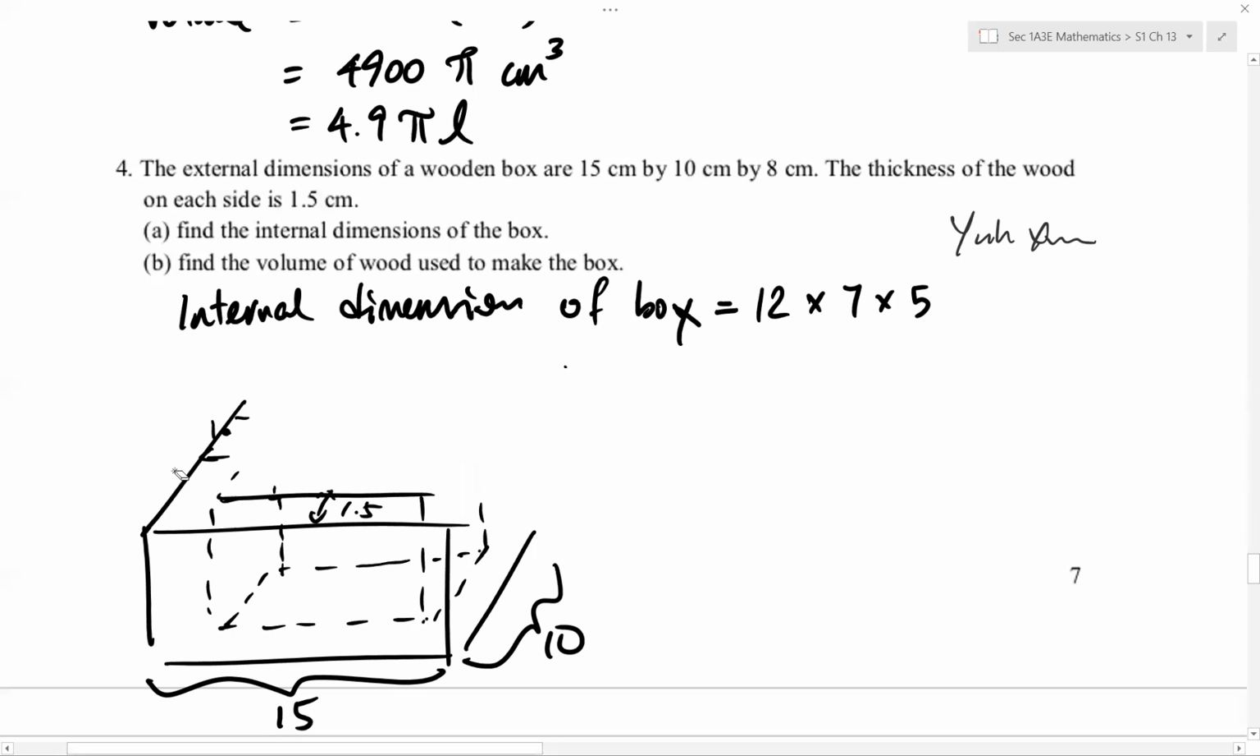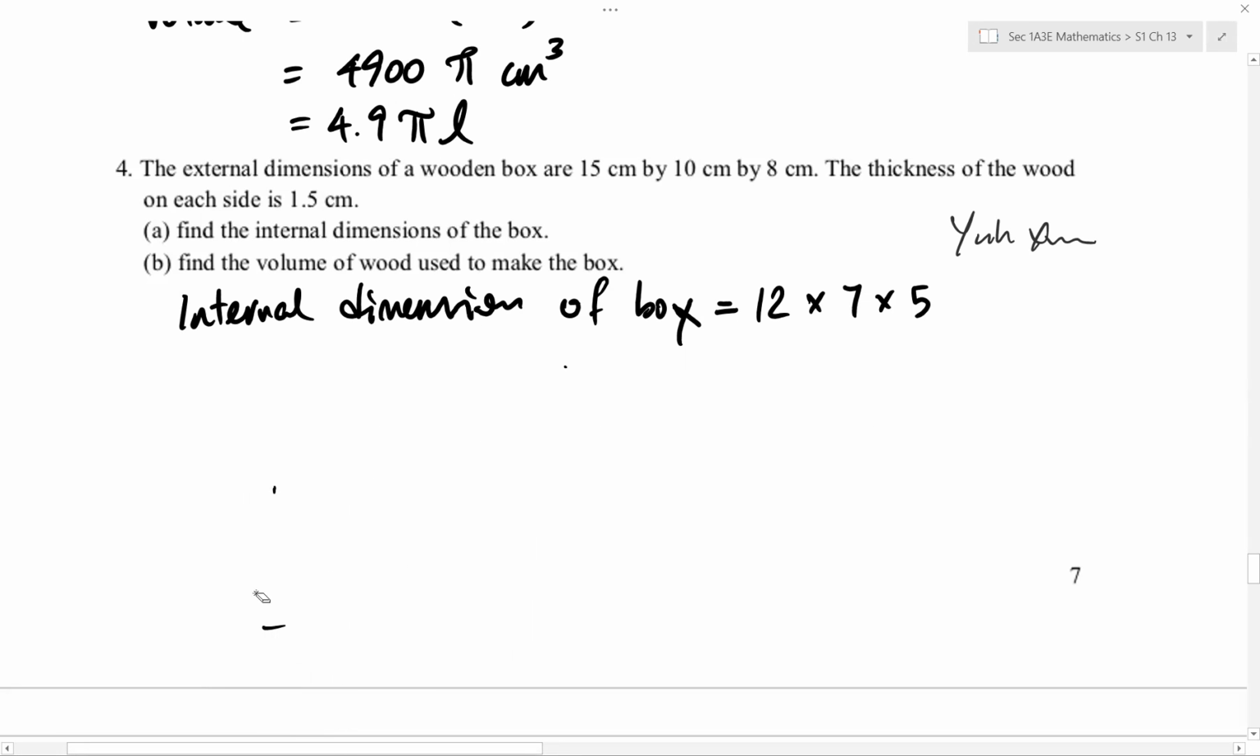Okay, so now, Yixin, you can carry on already. Everything else should be correct now. Just change the numbers only. Next. Okay, so that's part A already. Put in the units as well. So all the cm, cm, cm. Okay, part B.